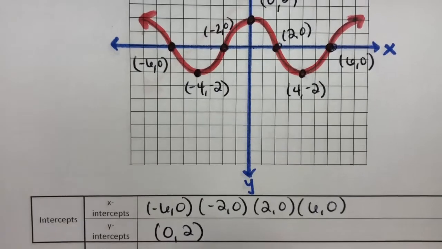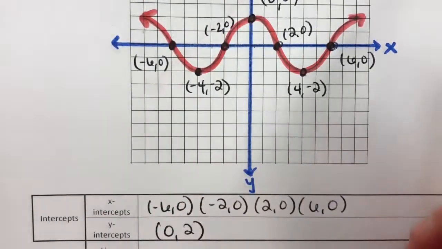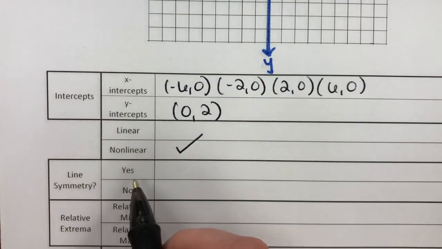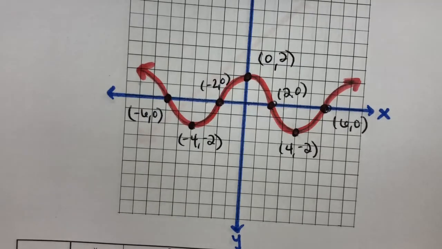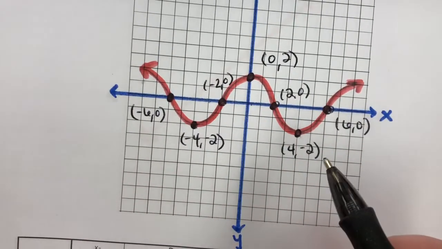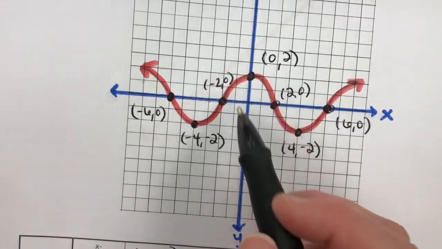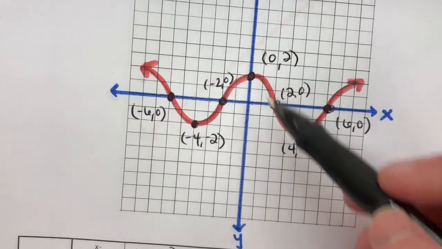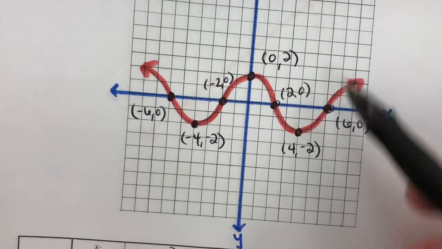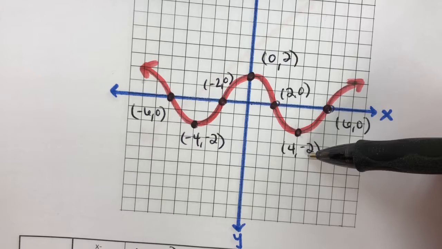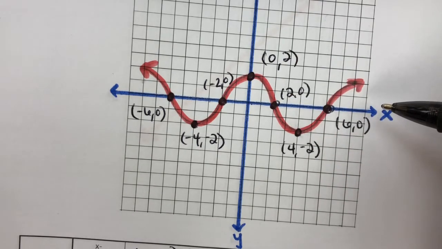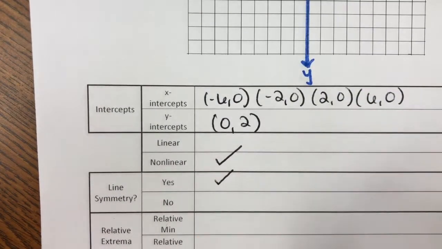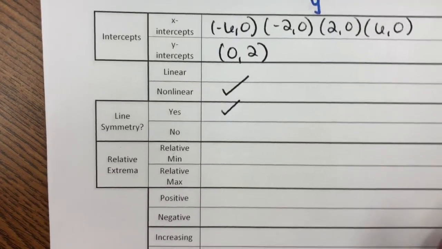Next, is this linear or nonlinear? I think it's pretty obvious it's not a straight line, so this is nonlinear. Okay, does this have line symmetry? If I fold it in half, does it have line symmetry? It looks like it does. We'll go with yes for now. It's an infinite squiggly line, so what if I folded it in half right here? Well, I guess it would still meet up. We don't have one line where we fold it in half, but we're going to say yes for now because it is symmetrical. It is a mirror image. We just don't have a line of symmetry.